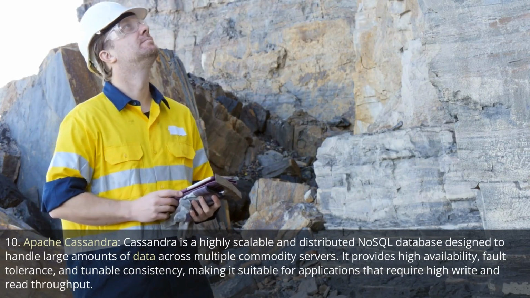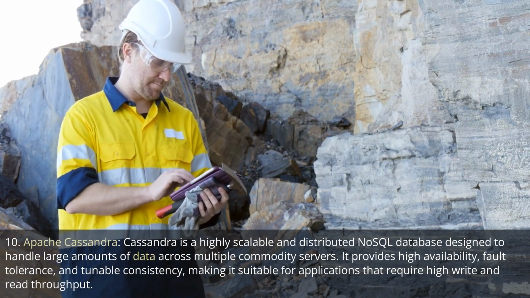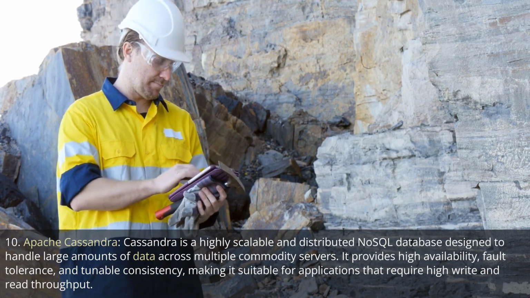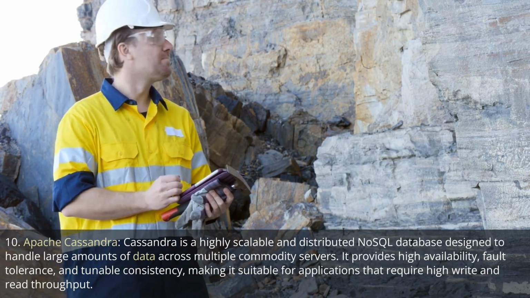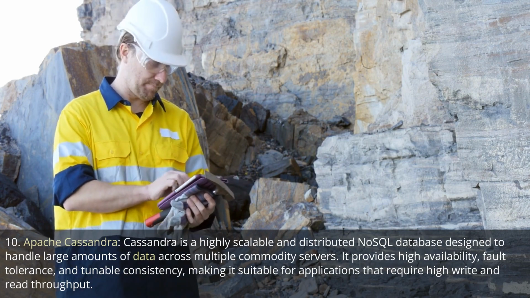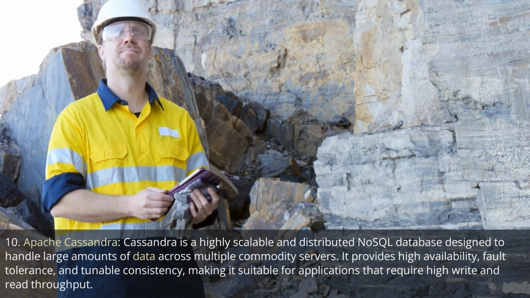10. Apache Cassandra. Cassandra is a highly scalable and distributed NoSQL database designed to handle large amounts of data across multiple commodity servers. It provides high availability, fault tolerance, and tunable consistency, making it suitable for applications that require high write and read throughput. 11.